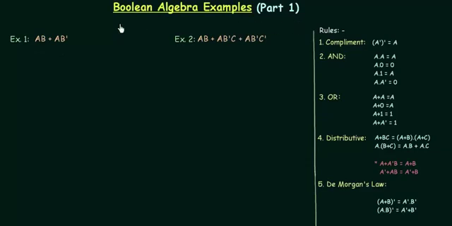Welcome to the first part of Boolean algebra examples. In the last two presentations, I explained what Boolean algebra is and what the different rules involved in it are. I explained each and every rule and also proved them. The rules I have written on the right hand side of the screen so that we can use them directly while solving our examples. And the first example is A and B or A and B complement. We have to minimize it by using this set of rules.